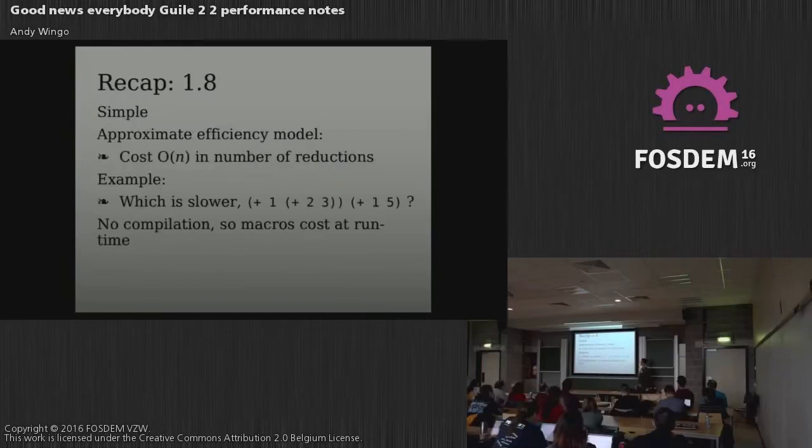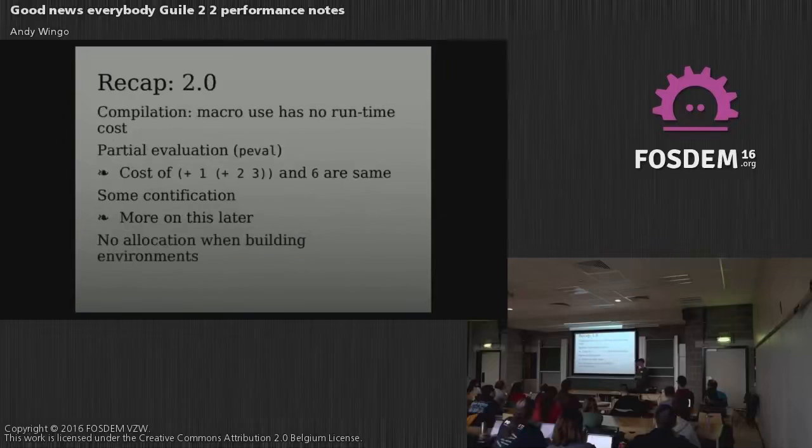So if we look back at 1.8 in the bad old days, the approximate efficiency model that you would have for your program would be that the cost is O(n) in the number of reductions in your program, right? So you just have to basically count the number of open parentheses, more or less, to see what is the cost of my program, plus the 2 and the 3, all of those have costs as well. So we can say that (+ 1 5), even though these are the same program, right, is cheaper than (+ 1 (+ 2 3)), right? Because the one on the left has more reductions and the one on the right has fewer.